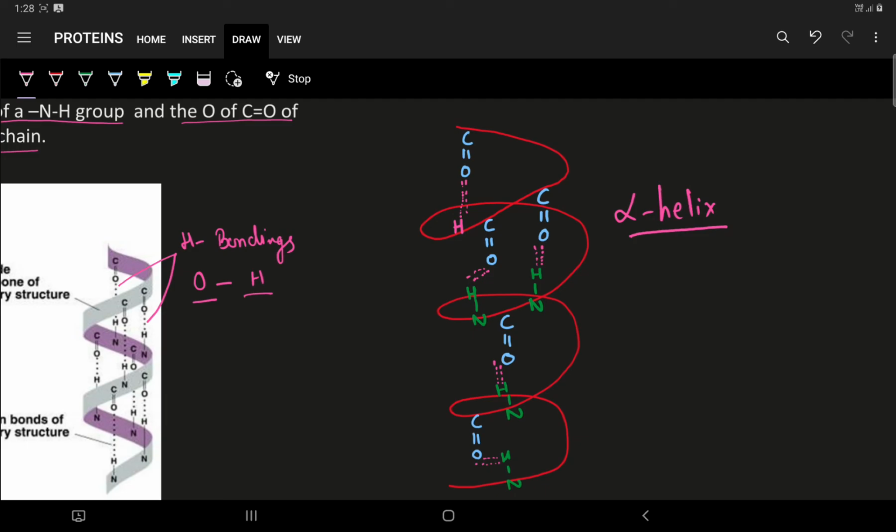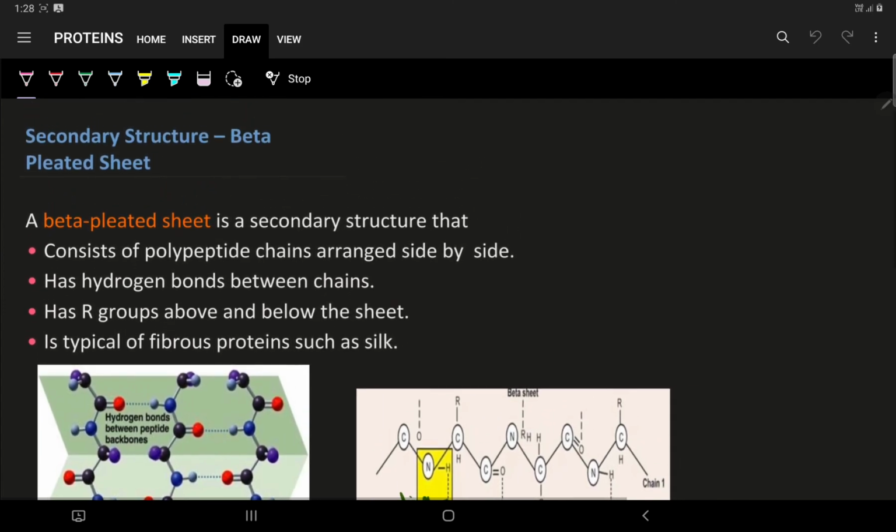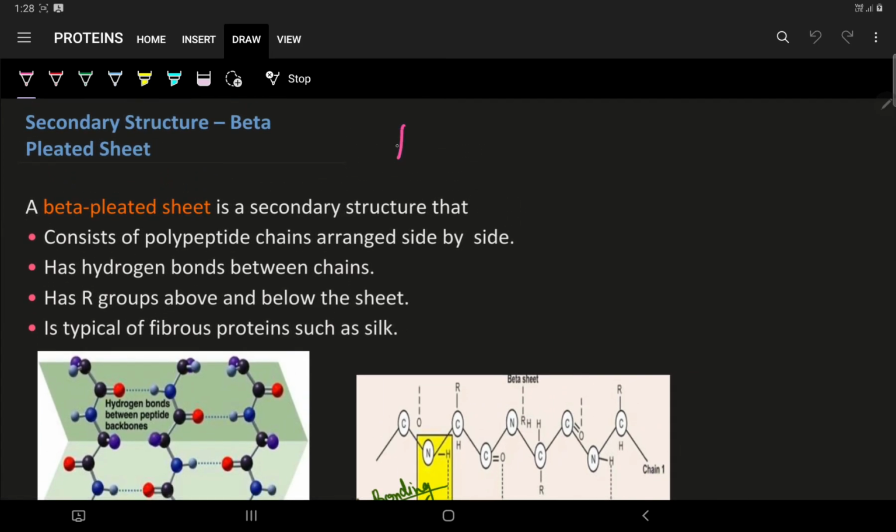The next structure which comes into existence after the alpha helix is known as beta sheets or beta pleated sheets. Simply they are written as beta sheets. A beta pleated sheet is a secondary structure that consists of polypeptide chains arranged side by side, stacked on top of each other. It has hydrogen bonds between the chains, has an R group above and below the sheet, and is typically a fibrous protein such as silk. So these are mainly found in fibrous proteins.